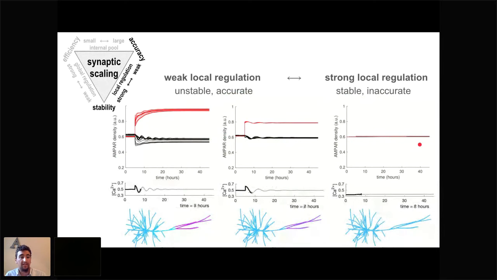We can think of synaptic accuracy as how reliable a stored memory is. In the left and middle cases, this memory is still registered. In the right case, a cell can barely distinguish between those synapses, and the distinction is lost.